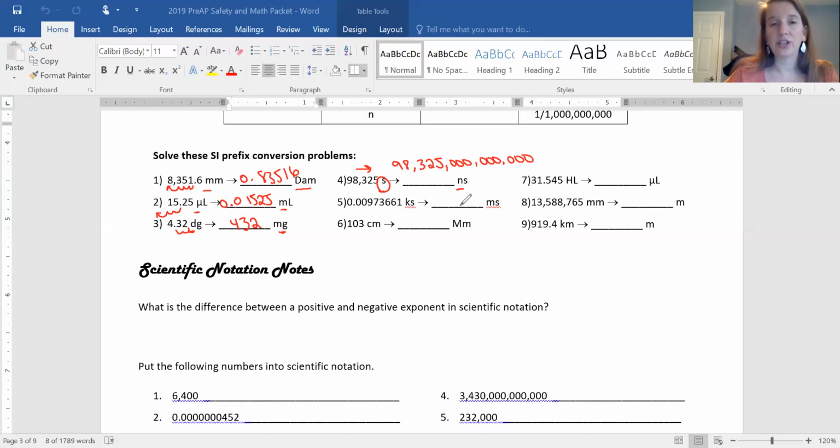All right, and that's all you have to do, just move your decimal point. So figure out how many times you have to move your decimal point and then in which direction, okay? If you're going down the chart, you want to move it to the right. If you're going up the chart, you want to move it to the left. And again, that mnemonic device I showed you does a good job of showing which direction to move it as well, if you commit that to memory. So give those other ones, 5 through 9, a try and let me know how you do. Thanks.